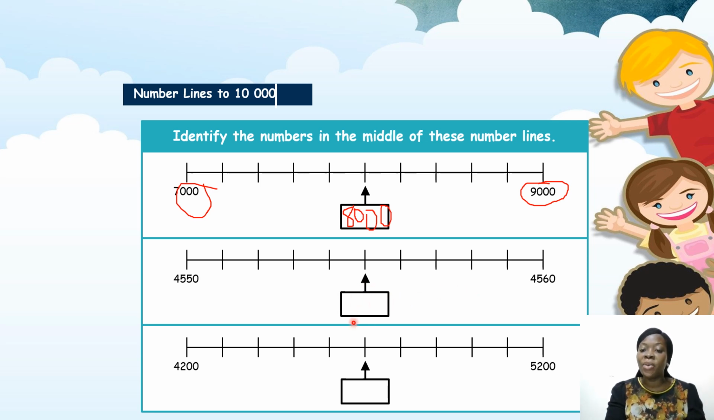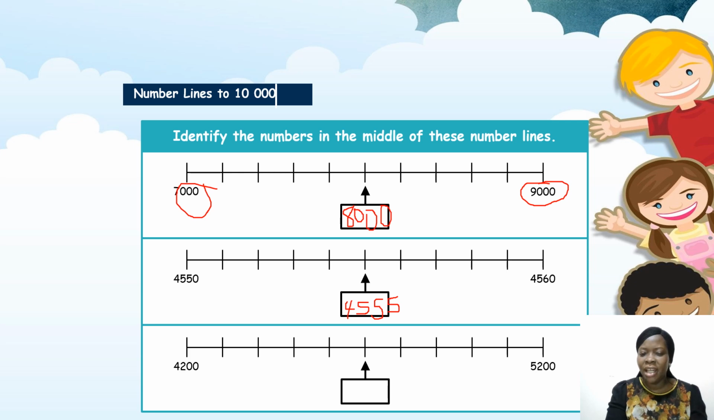So what number is going to be in this rectangle here? So we have 51, 52, 53, 54, 55, 4,555. Finally, let's look at the next one. 4,200, 5,200. In what number are we skip counting?